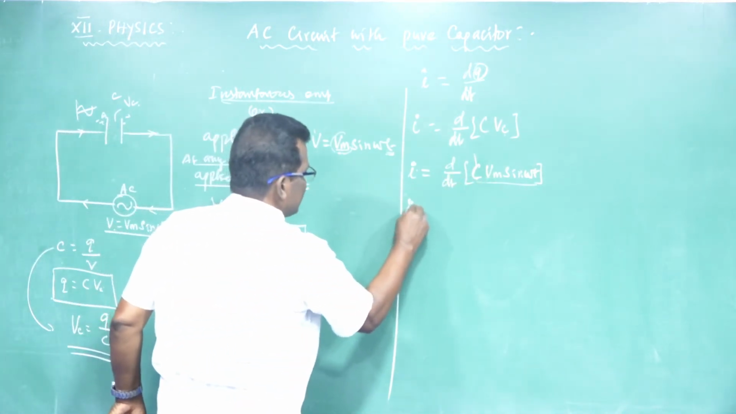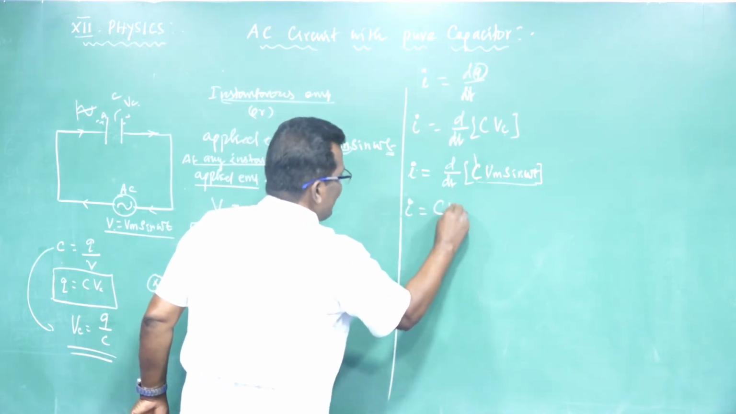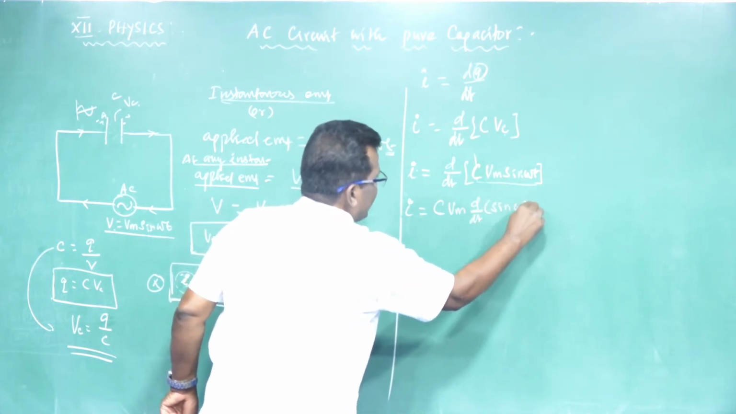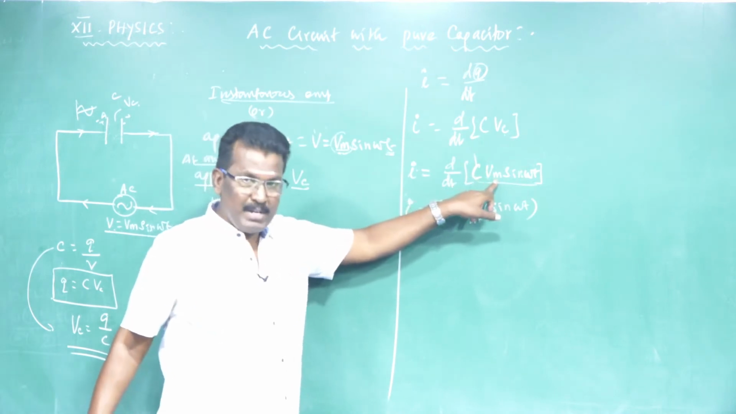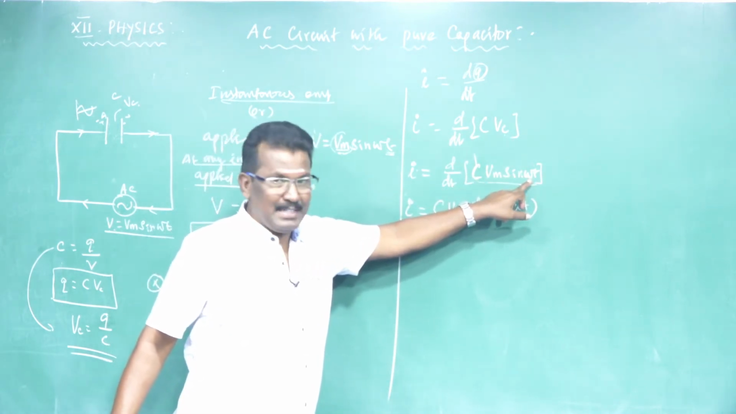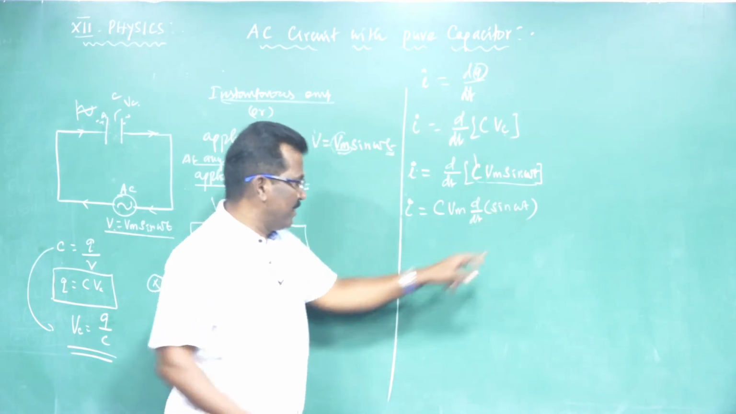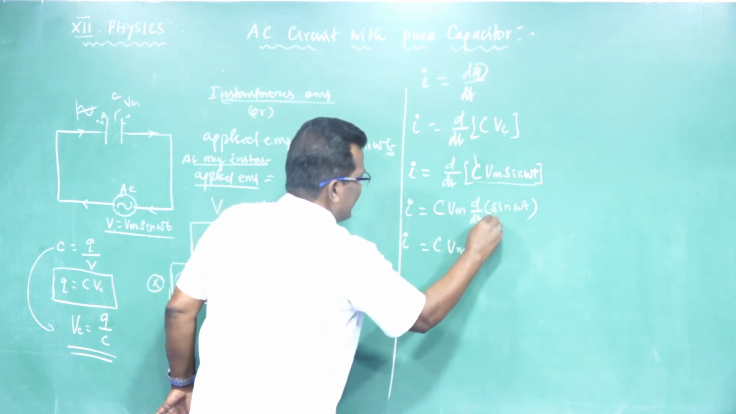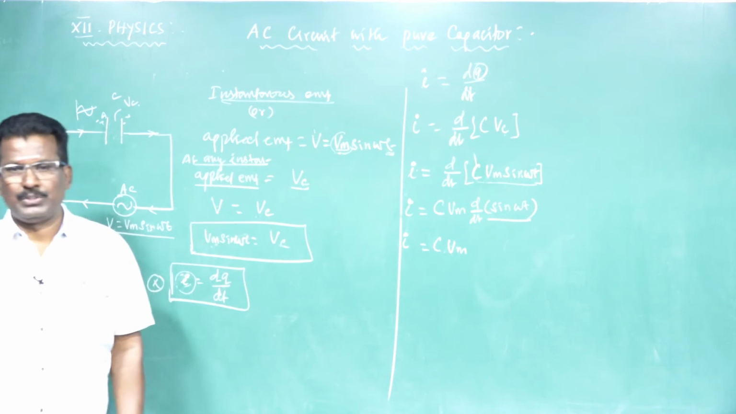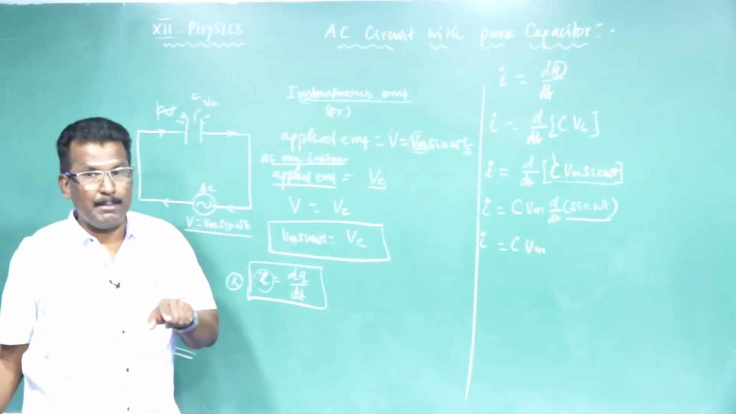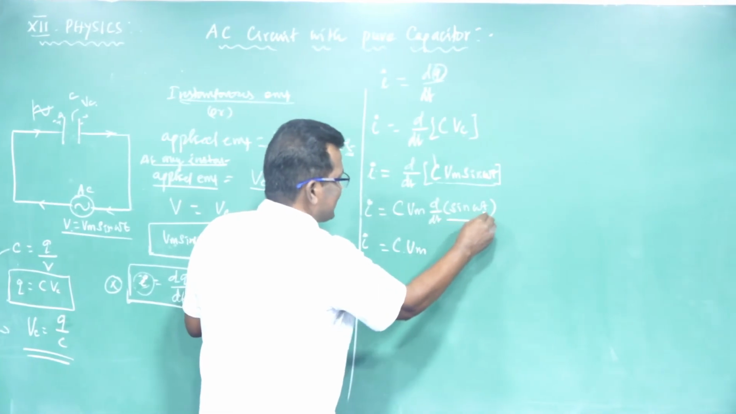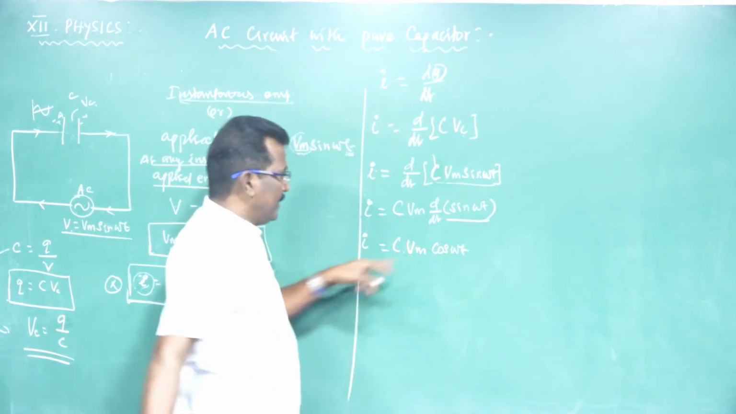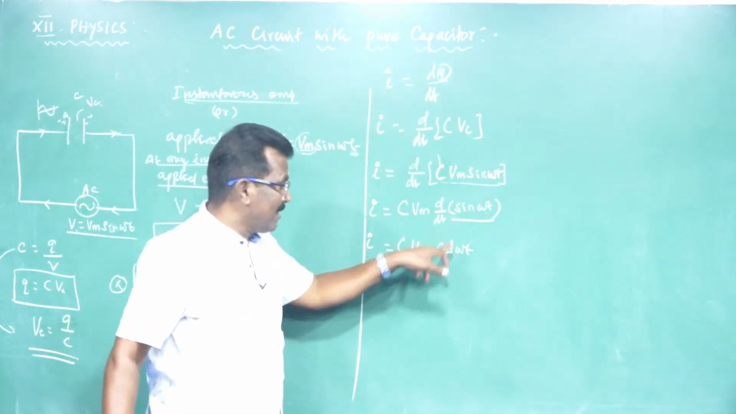So I is equal to C Vm d by dt of sin omega t. C is constant, Vm is constant, and sin omega t varies with respect to time. So we differentiate sin omega t. When we differentiate, sin theta becomes cos theta. So d by dt of sin omega t becomes cos omega t.